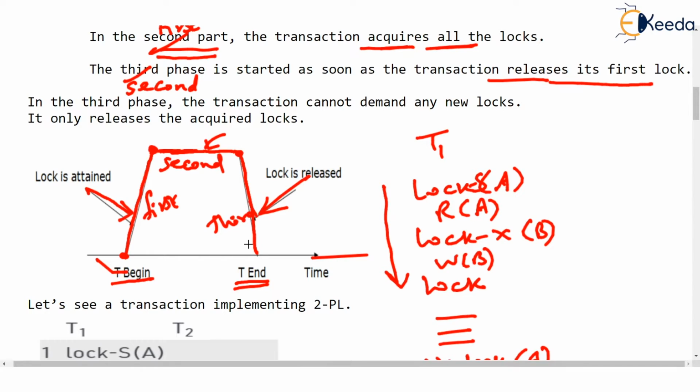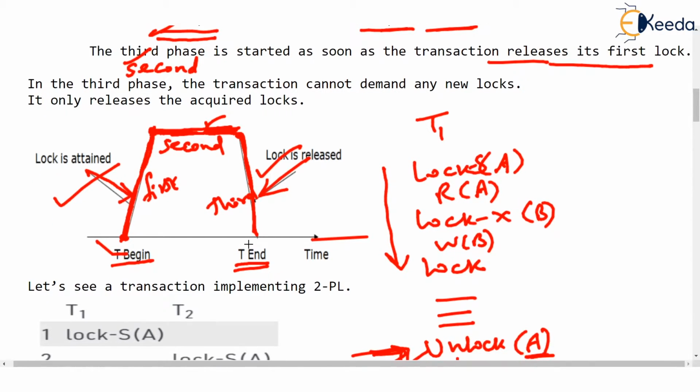So in the first part, it tries to acquire the locks. In the second part, it starts using those locks for reading or writing once it has acquired them. And in the third phase, shrinking starts. But basically, there are only two phases, the growing phase and the shrinking phase. That's why it is known as the two-phase locking protocol.